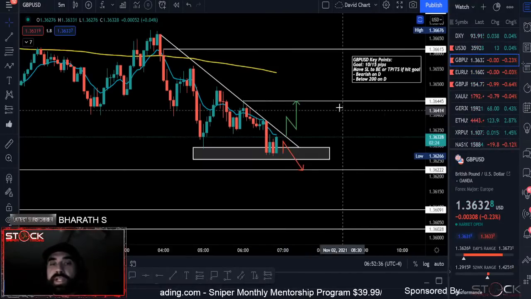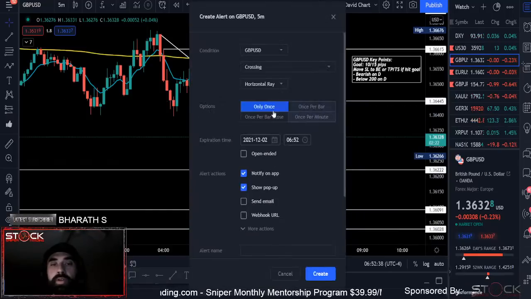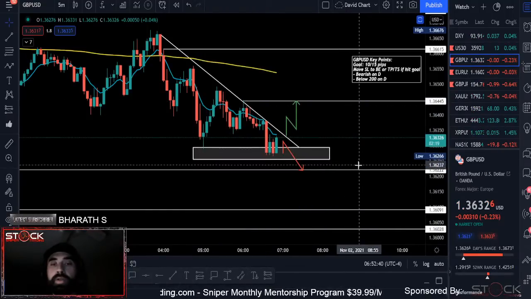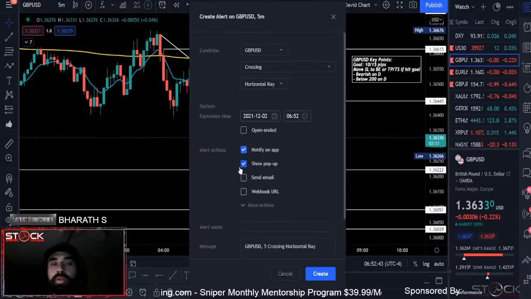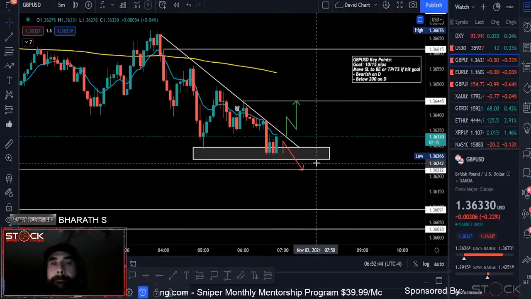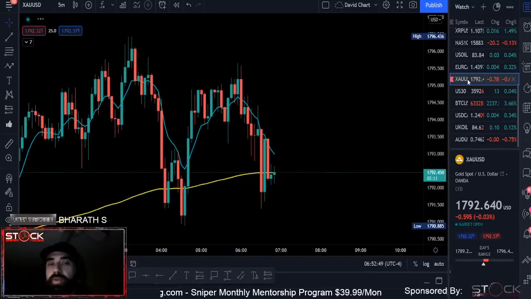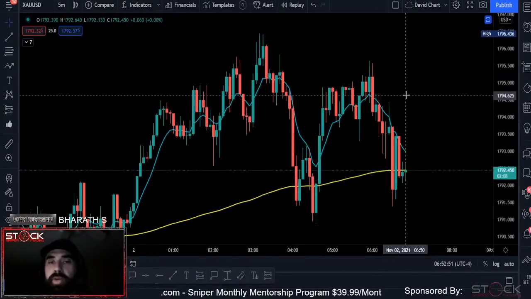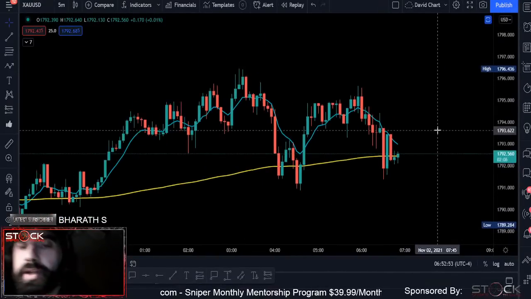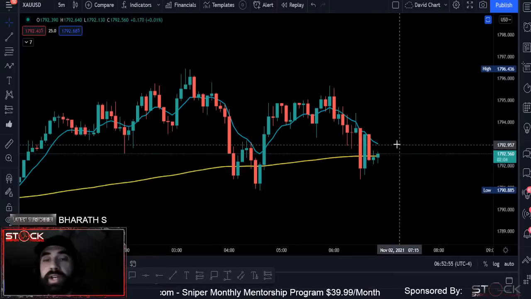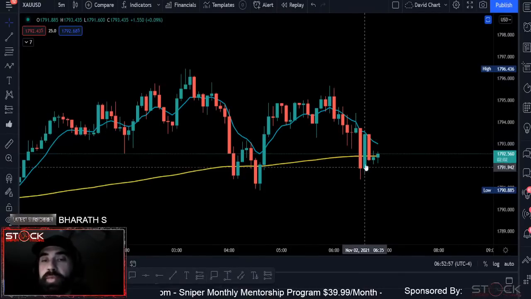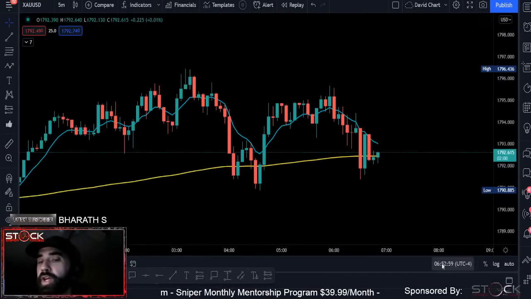Okay, guys, so let's set some alarms here. Perfect. Okay, so now we can get back to gold. All right, look at gold right now. Okay, this is just on the 5 minute. I haven't charted anything, but you can see it's having a push-pull movement right around this 200.